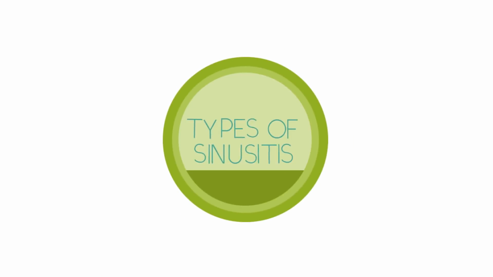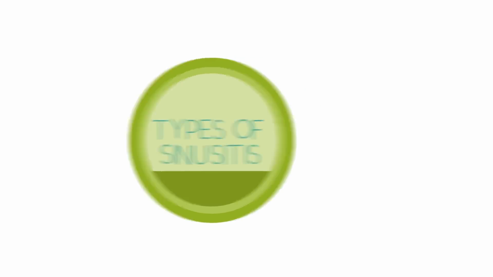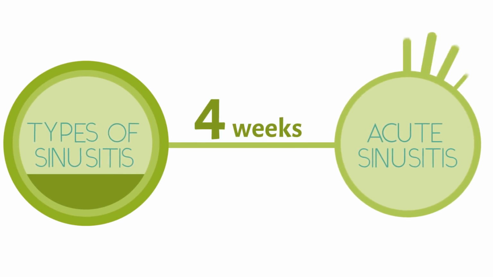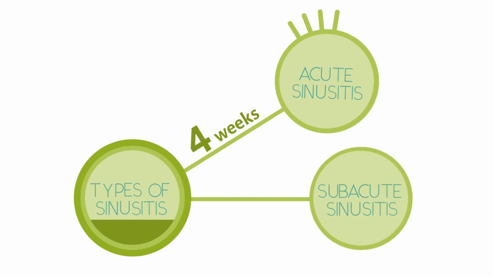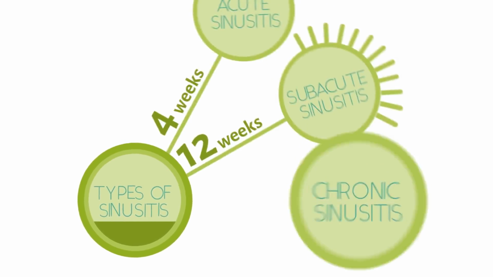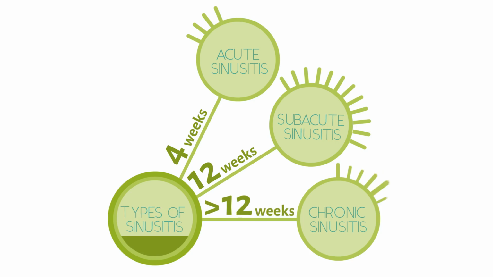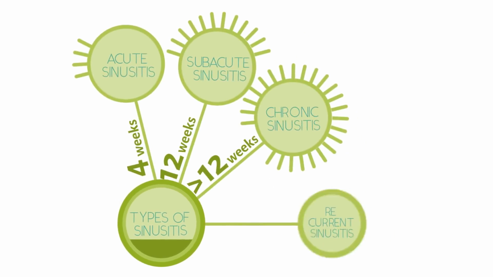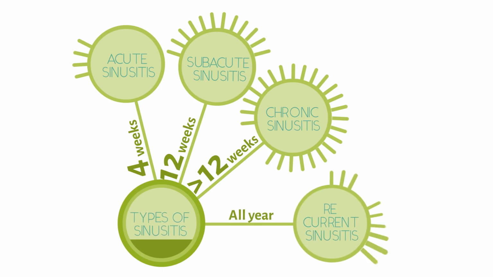Types of sinusitis. Types of sinusitis include acute sinusitis, which lasts up to 4 weeks, subacute sinusitis, which lasts 4 to 12 weeks, chronic sinusitis, which lasts more than 12 weeks and can continue for months or even years, recurrent sinusitis with several attacks within a year.